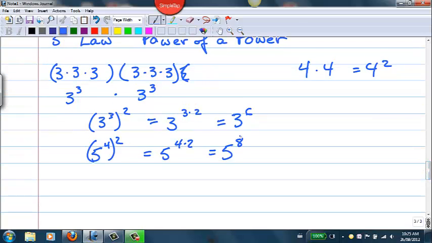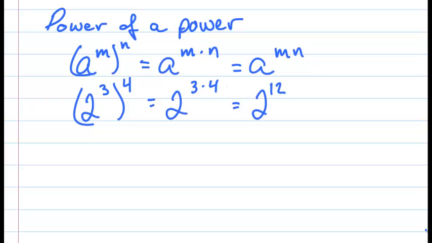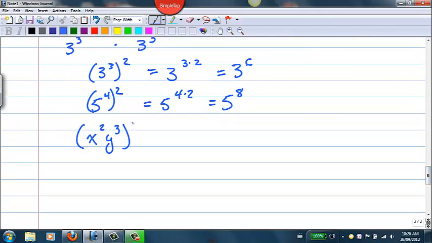So 5 to the 4 to the power of 2 would be 5 to the 4 times 2, or 5 to the 8. So the power of a power law says that a to the power of m raised to the power of n is equal to a to the m times n, or a to the mn. 2 to the power of 3 raised to the power of 4. A little jump there in the data, sorry about that. There's some other examples, though.